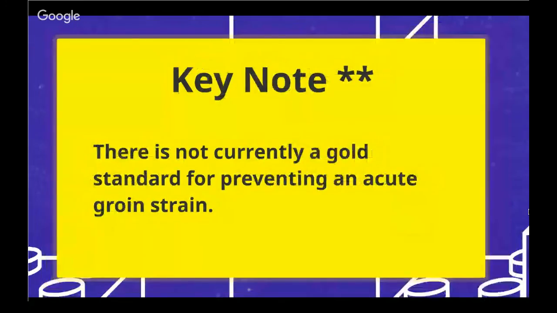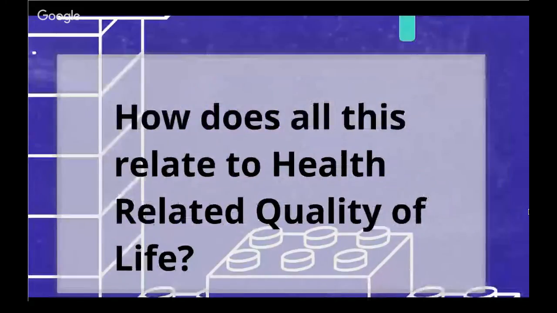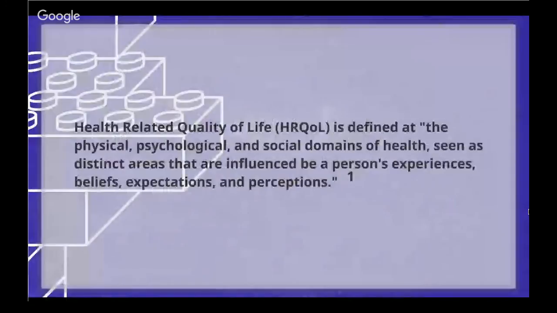So wrapping it all up, how does all this relate to health-related quality of life? First of all, let's define health-related quality of life. It's defined as the physical, psychological, or social domains of health, seen as distinct areas that are influenced by a person's experience, beliefs, expectations, and perceptions. So note in this definition that it's not just the physical. It is the beliefs, it's the expectations, it's psychological, and it also is social.